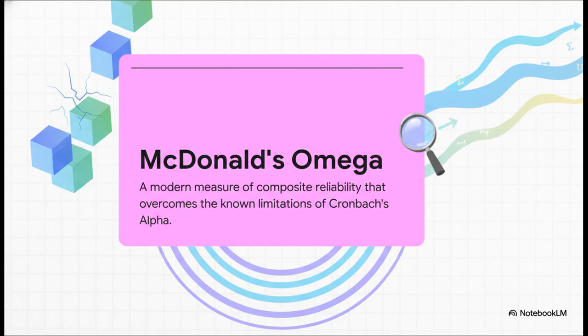The second big upgrade is all about how we measure reliability. For decades, Cronbach's alpha was the go-to metric, but now we know it has some pretty serious limitations. The source makes a strong recommendation here. It's time to move to a more accurate, more modern measure called McDonald's Omega. It's basically a straight swap for a much better metric.